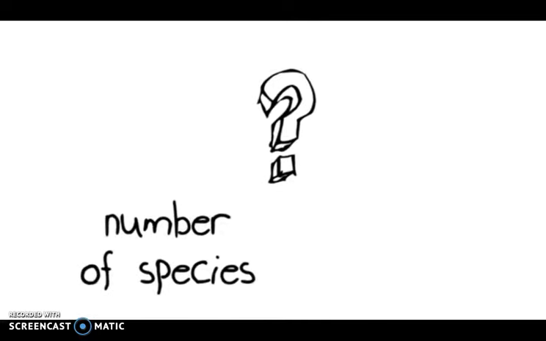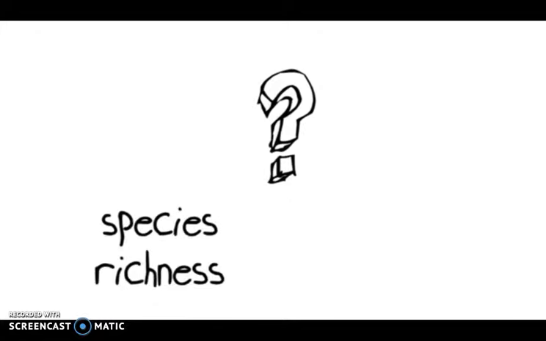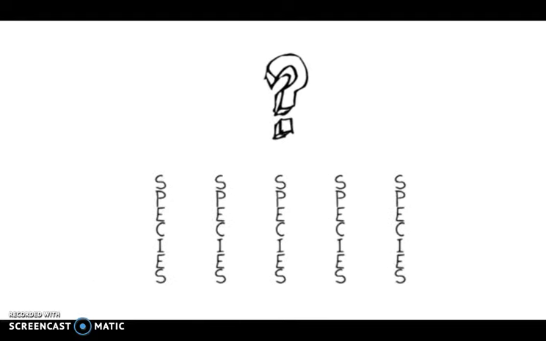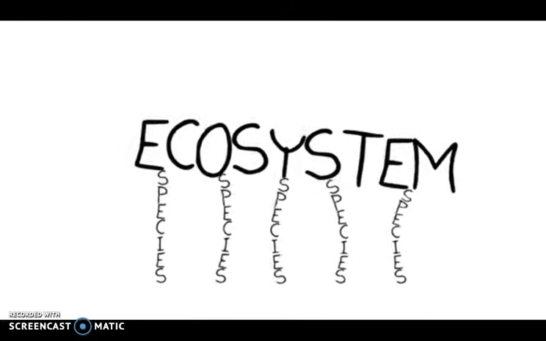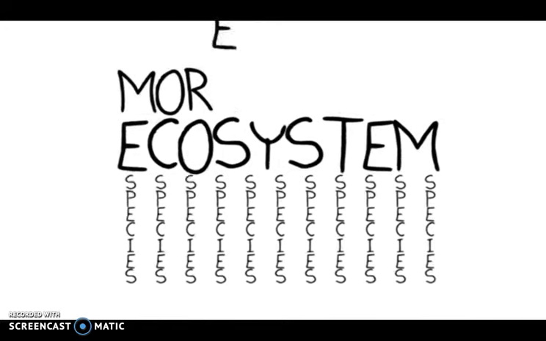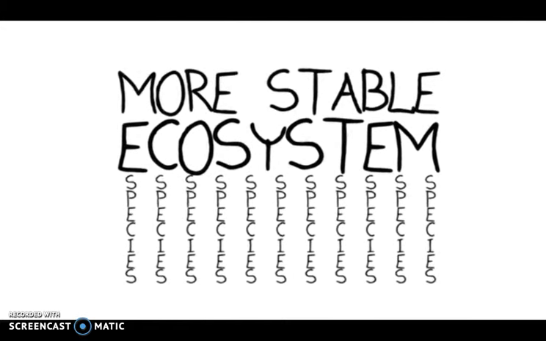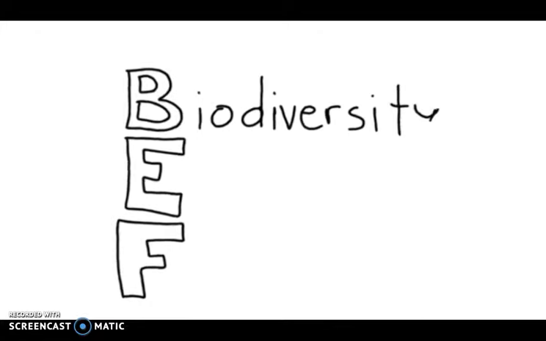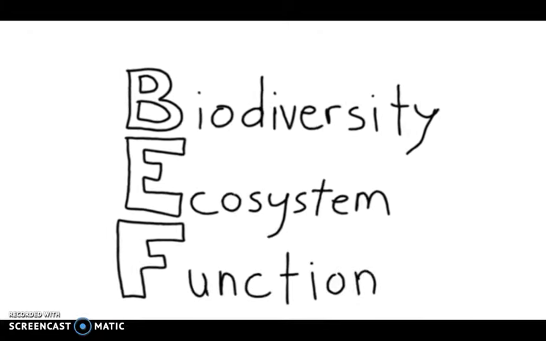Why would the number of species, in other words, species richness, be crucial to the way an ecosystem functions? What is it about the number of species that makes the ecosystem work better and contribute to the resiliency or the stability of the ecosystem? Scientists are really beginning to study this, and the emerging field is referred to as BEF, Biodiversity Ecosystem Function.